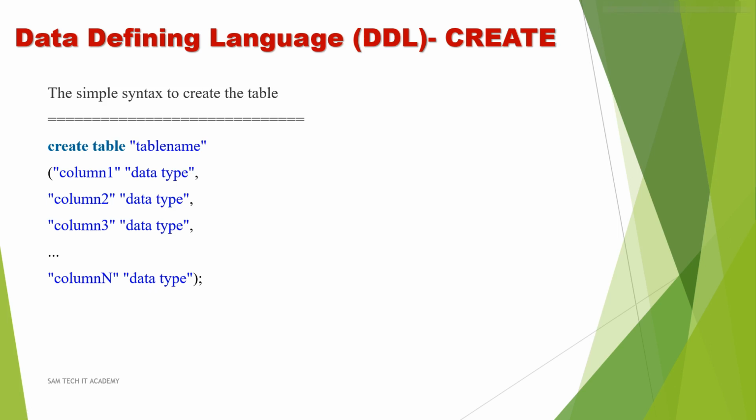So let's start from create. Data definition language, create. The simple syntax to create a table is: create table, then the table name, open bracket, close bracket. Within that we have to provide the column name and data type: column 2 and data type, column 3 and data type, likewise. So we can give a number of columns here, and at the same time we should give a data type for the corresponding columns, in order to create the table in the database.